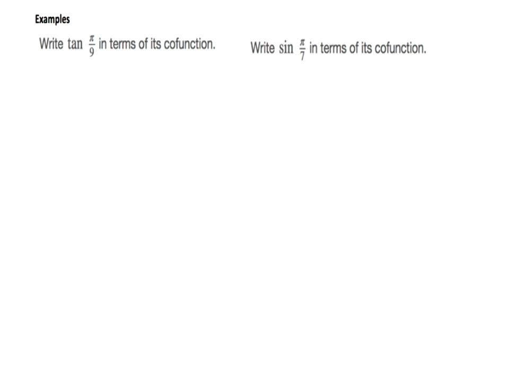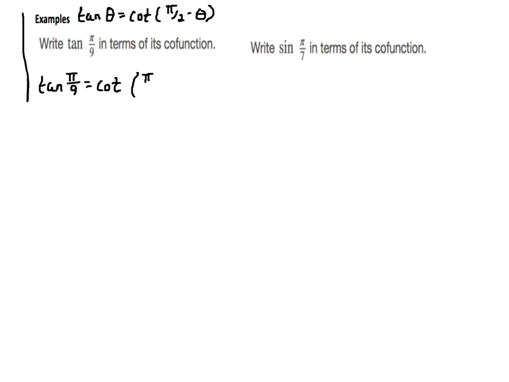Write the tangent in terms of its cofunction. They just want us to apply the cofunction identity here. So the cofunction of tangent, I'll write it at the top: tangent theta is equal to cotangent of pi over 2 minus theta.